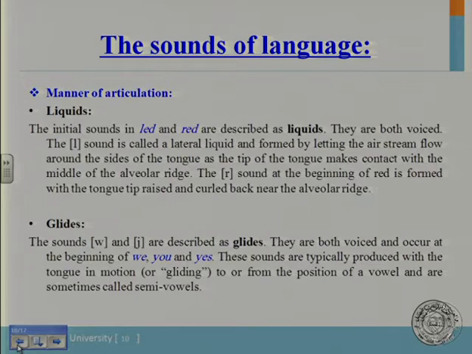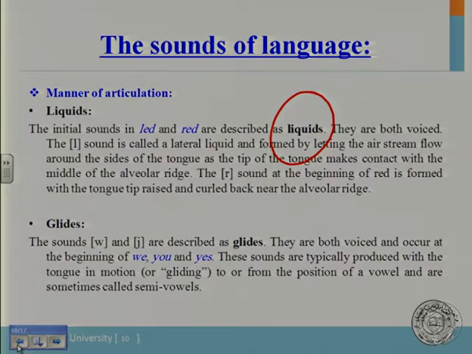Now here we have liquids and glides. These will be the last two groups of the manner of articulation. Now in liquids, the initial sounds as in lead and red, l, r. The initial sounds in these two are described as liquids. They are both voiced. The l sound is called a lateral liquid.